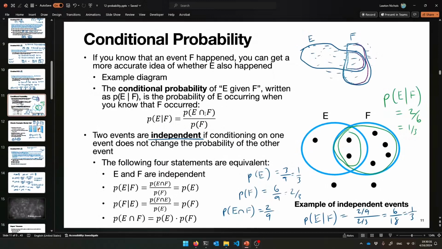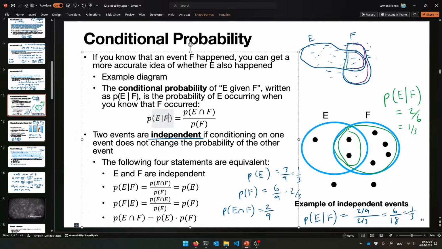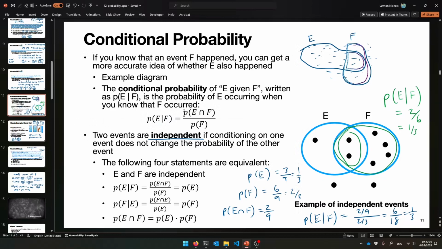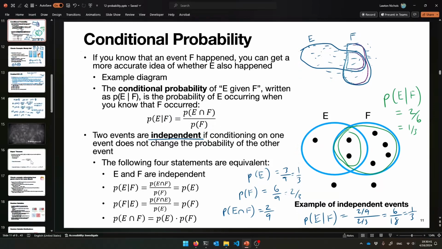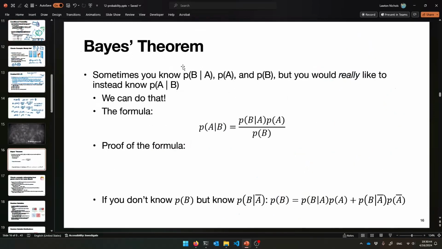So one of the last things we talked about was conditional probability, probability of E given F. If we know that F occurred, what does that tell us about whether E occurred? So that's helpful. That's the formula for conditional probability. I want to show you a way to flip it around.